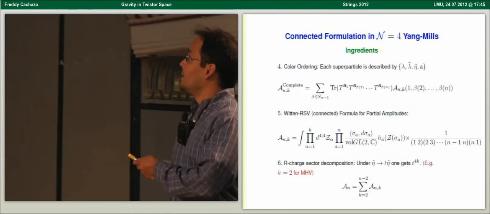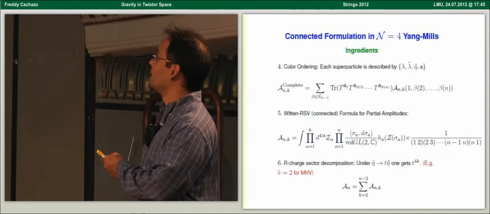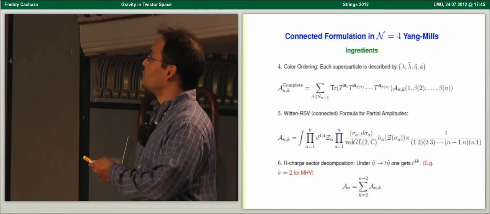Next, in Yang-Mills, we have color ordering, which you have heard about. Each particle comes with a lambda, lambda tilde, a supersymmetric partner, eta tilde, and a color index. So we can decompose any complete Yang-Mills amplitude into a sum of what are called partial amplitudes.